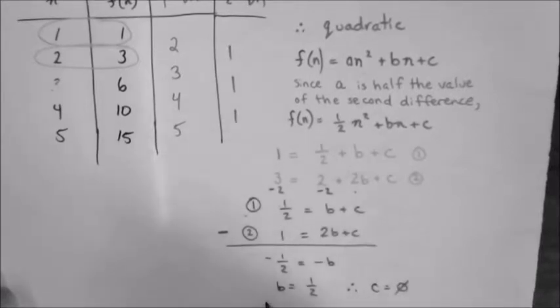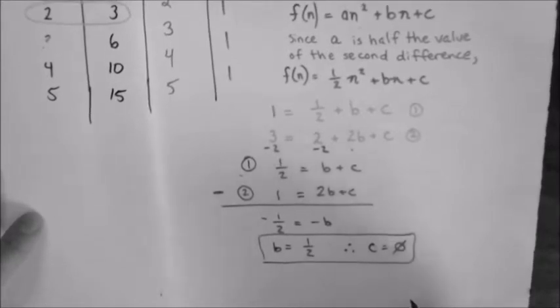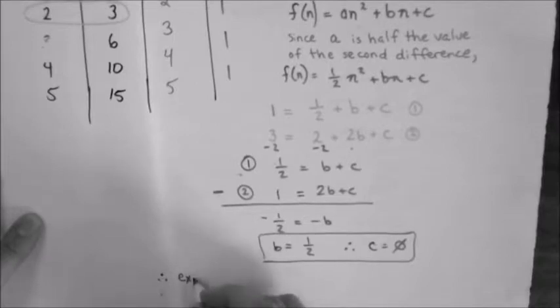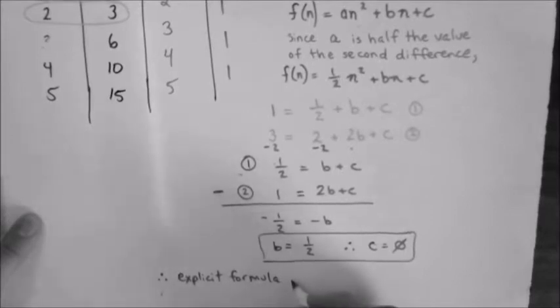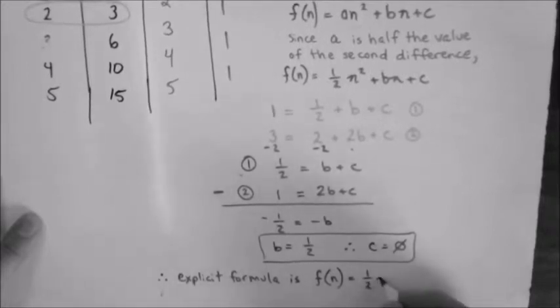So without doing the math on that, we're just going to give you that b equals 1/2 and c equals 0, which tells me that the explicit formula for the triangular numbers is f of n equals 1/2 n squared plus 1/2 n.